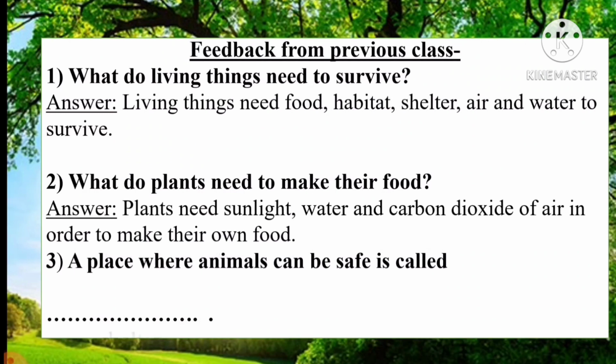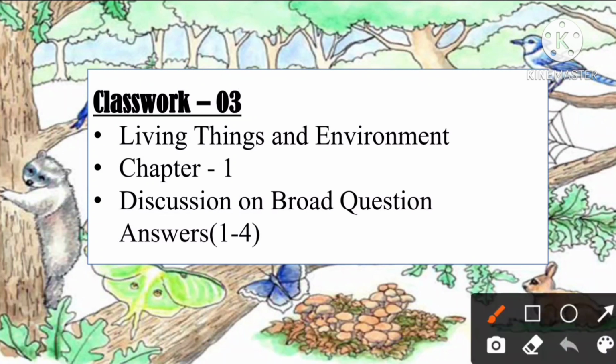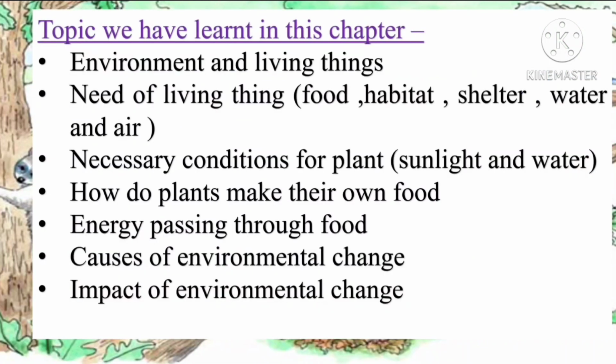So let's move on to our today's class. Our today's classwork number is 3. We are going to discuss the same chapter, living things and environment, and our discussion will be on broad question answers, and there will be 4 broad questions that I will be discussing. Okay, before starting the broad question answer discussion, let's just go through the topics we have learned till now.